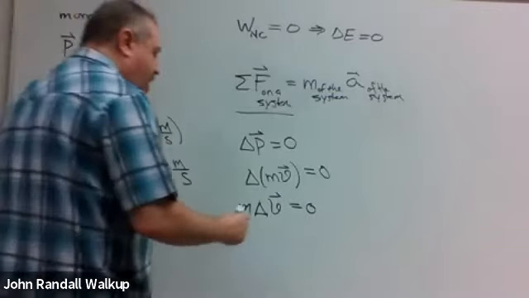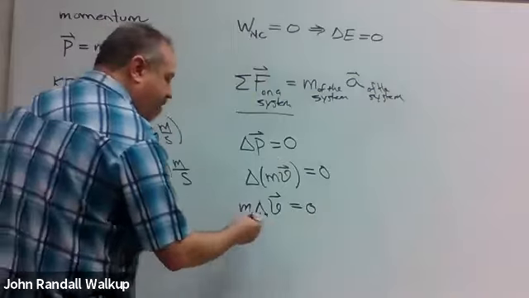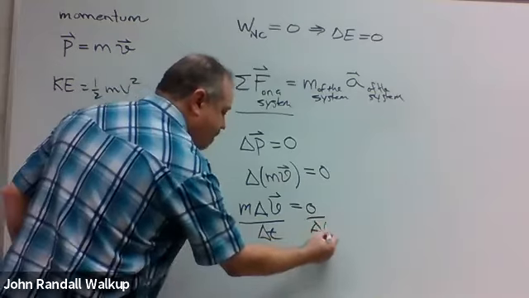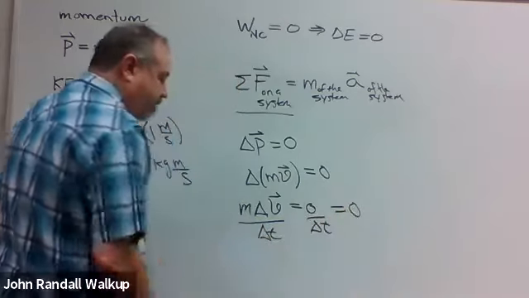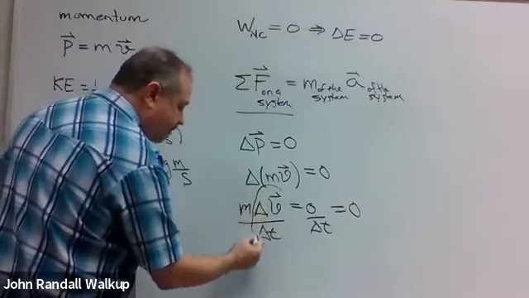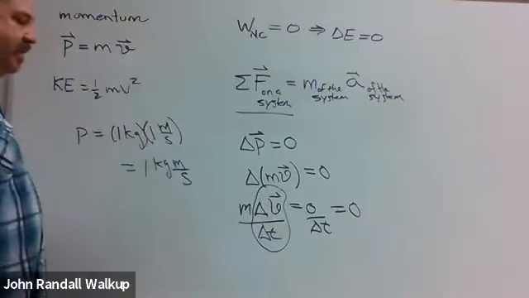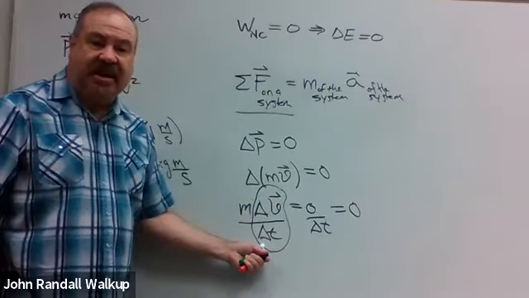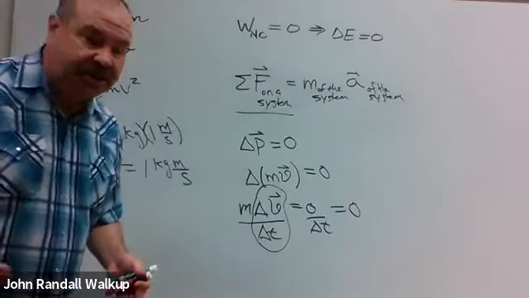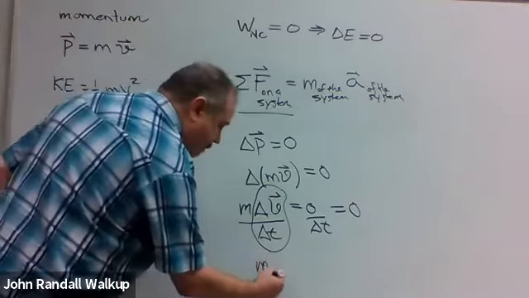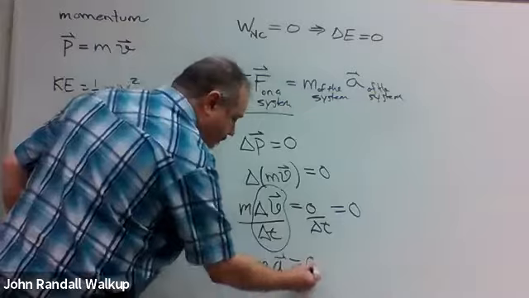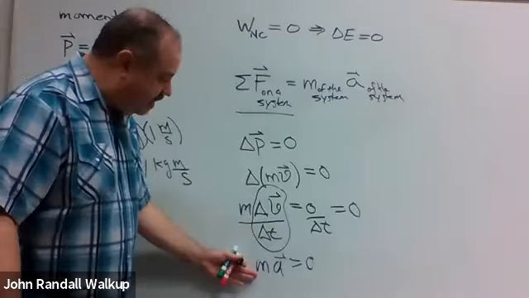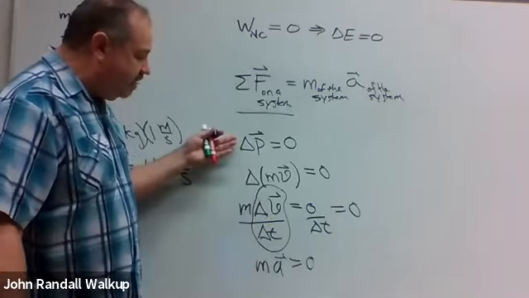Okay, so now what I'm going to do is divide both sides by delta T. And I get still 0 on the right-hand side, but look what that is. The change in the velocity divided by the time it takes to change the velocity is our acceleration. So this just says ma. So this establishes the condition for the momentum to not change.